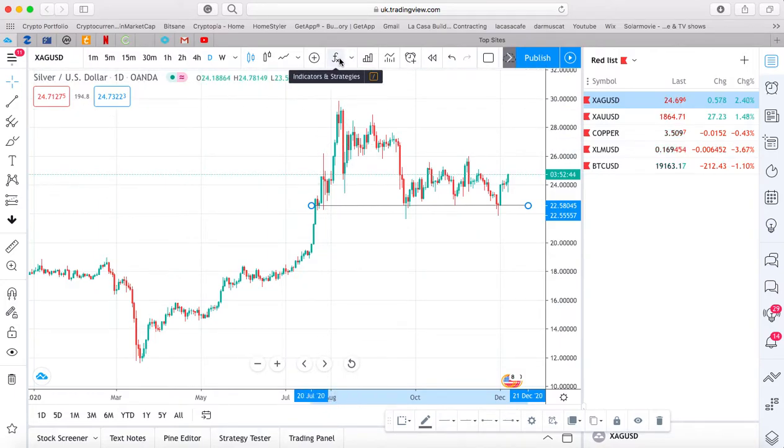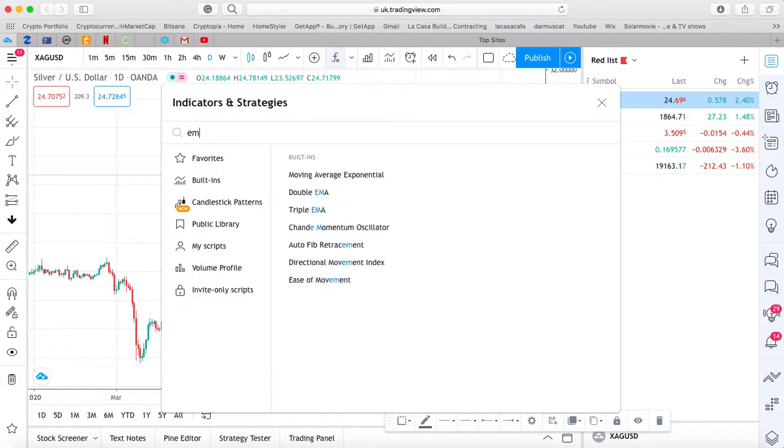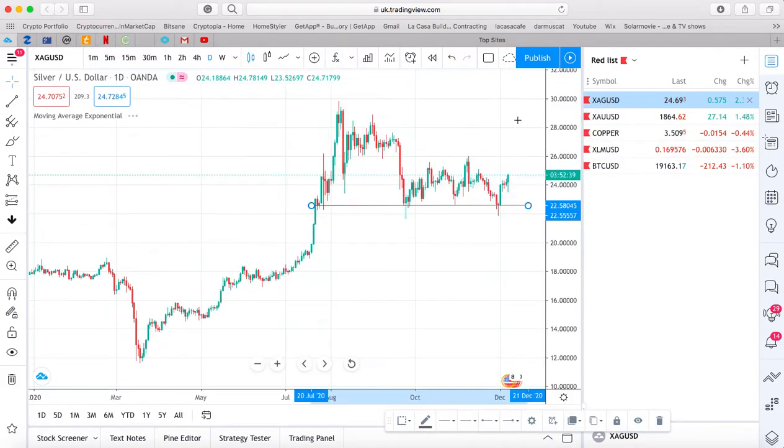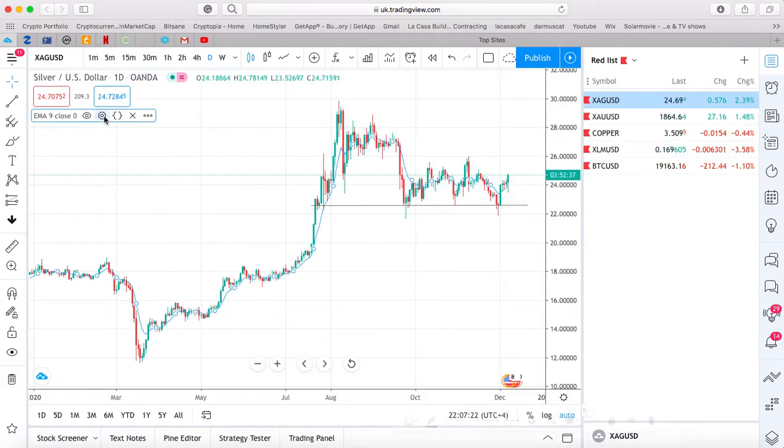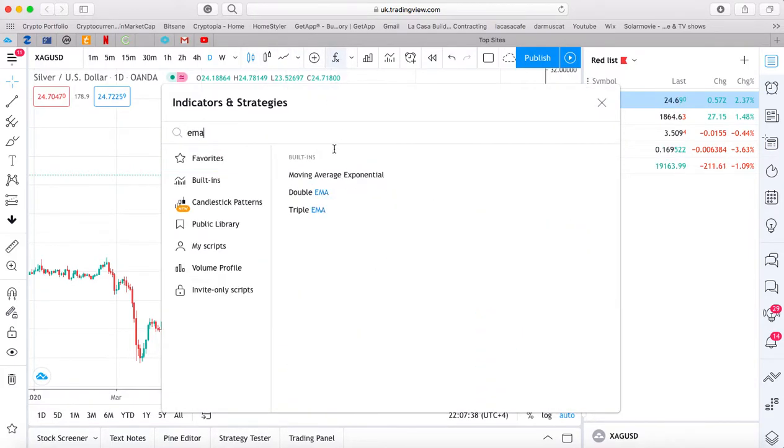I'll also teach you how to add this indicator. Just go to this icon right here and just type EMA. All right, just open it up and then you'll have the EMA. Go on settings. Right now it's on 9, so the last 9 days, but we want to have a long term. Why isn't it working? Oh my god. Let me try it again. So we go right here, EMA.